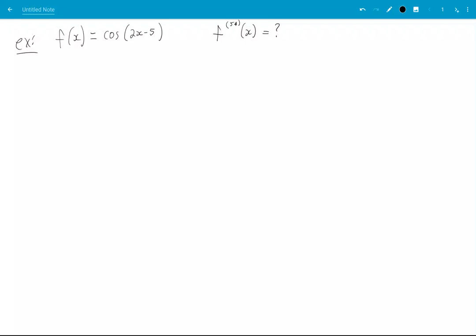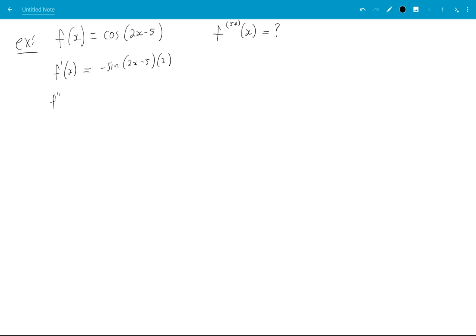Okay, finding the 54th derivative of this function. What we'll do here is take 3 or 4 derivatives and see if there's a pattern. Maybe more than that, maybe 5. First derivative, f prime of x is minus sine 2x minus 5 times 2.